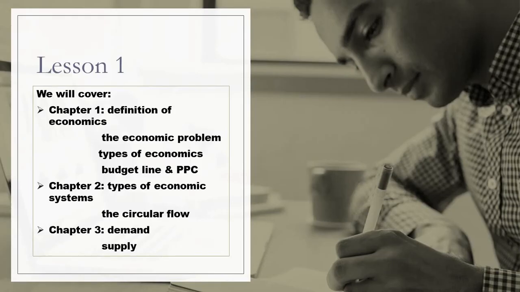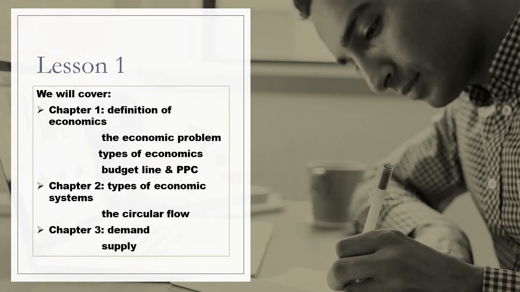So in lesson 1, we do chapter 1, 2, and 3. Chapter 1 looks at the definition of economics. It's basically an introduction to economics. So you learn the basic concepts. So you start off with the definition of economics. You go on to the economic problem. You learn the 4 different types of economics. And also you learn about budget lines and the production possibility curve, okay?